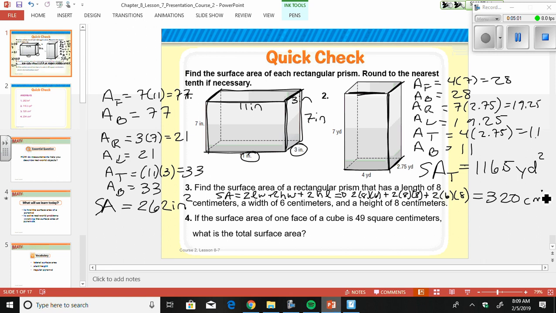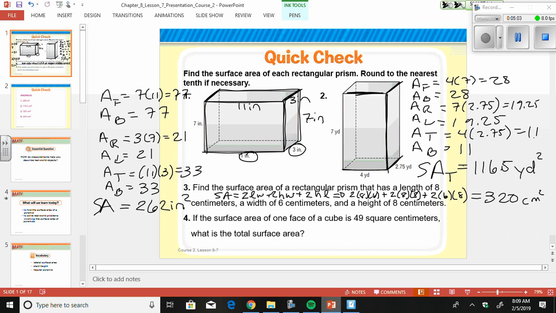centimeters squared. If the surface area of one face of a cube is 49 square centimeters, what is the total surface area? Cube. Cube tells me that they're all the same, and because it's a cube, there are 6 sides, so I take 49 times 6. I get 294 square centimeters.